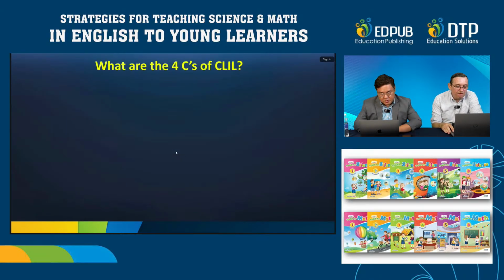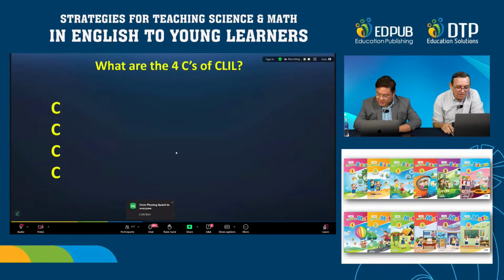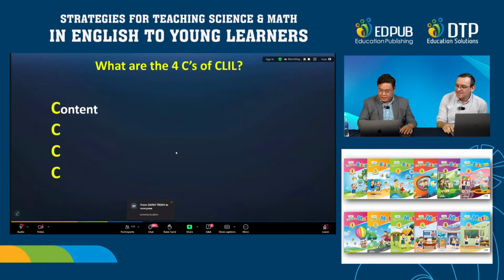So CLIL has 4 C's. Can you guess what the 4 C's are? Type the first C. What is the first C only? Don't type all of them. Oh, here it comes. Content. Communicative. Content of learning. The first C is content. Excellent. What is the second C?